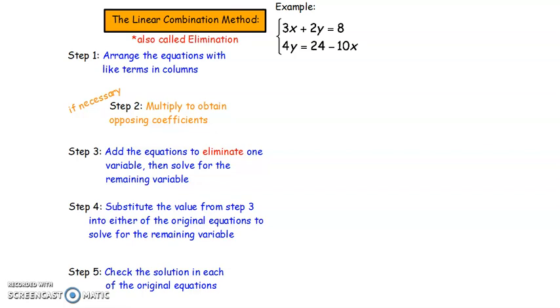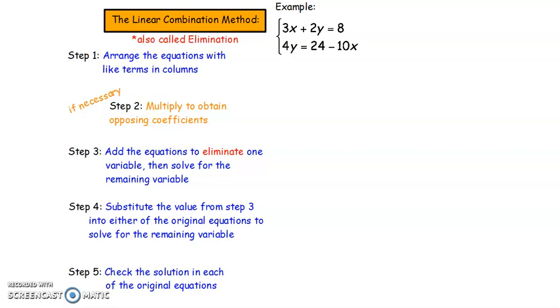Alright, this video is meant to advance our understanding of the linear combination or elimination method of solving systems of linear equations. You'll notice we have a system up at the top: 3x plus 2y equals 8, and also the equation 4y equals positive 24 minus 10x.